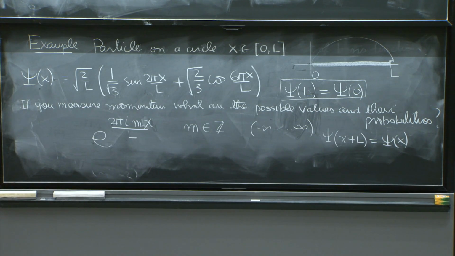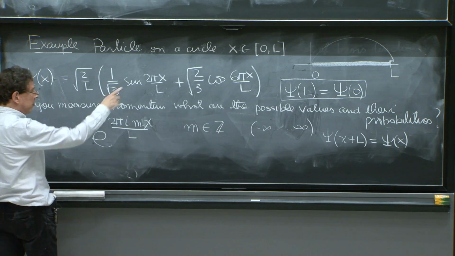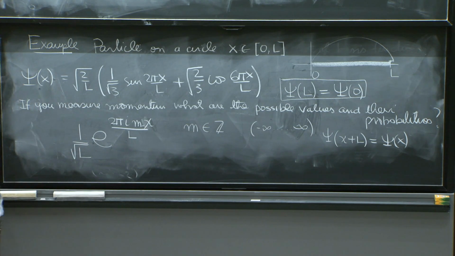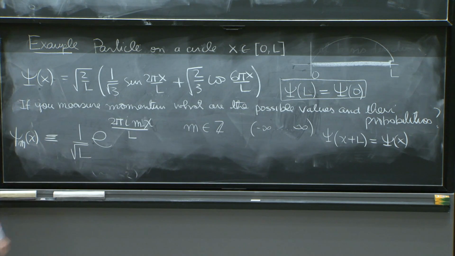Okay, that seems to be something that could be a momentum eigenstate. And then I have to normalize it. Well, if I square it, the phase cancels, so you get 1. If you integrate, you get L. So if you put 1 over square root of L, when you square it and integrate, you will get 1. So here it is. Psi m of x is going to be defined to be this thing. And I claim these things are momentum eigenstates.